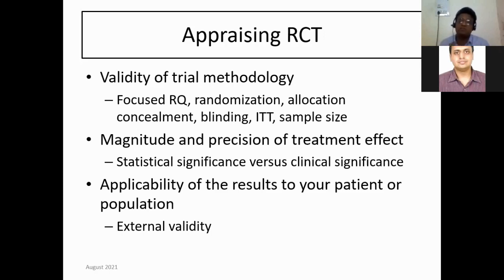And the last thing that we also look at is the applicability of the result to your patient or to the population, which will be determined by your external validity. And you can very clearly make out from this presentation that it is garbage in, garbage out. If you don't prepare a good protocol, your study is not going to get published in a good journal. So it's very important to have a very, very robust methodology. You have to ensure that all steps are done in the RCT. So 90% of your effort has to go at the protocol stage rather than at a later stage.